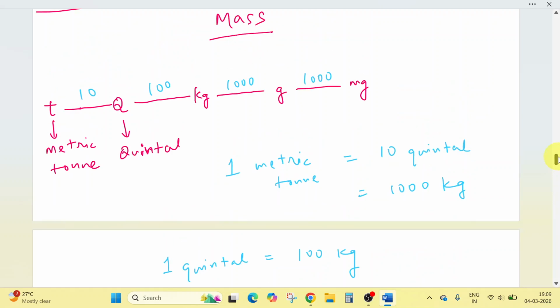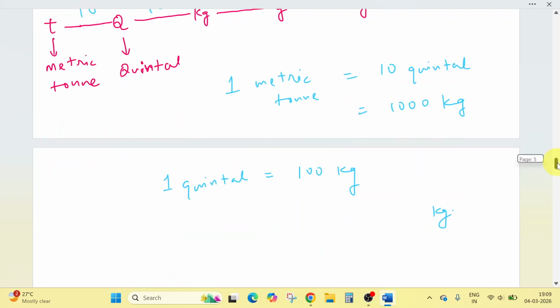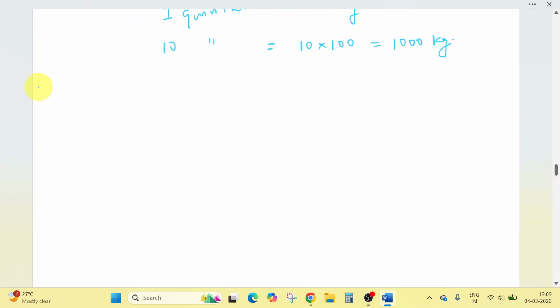Acha, these are bigger units, right? Quintal and ton are the bigger units. What about smaller units? First tell me one thing. I will focus on non-metric units of mass, and I will consider a smaller unit, first is AMU.